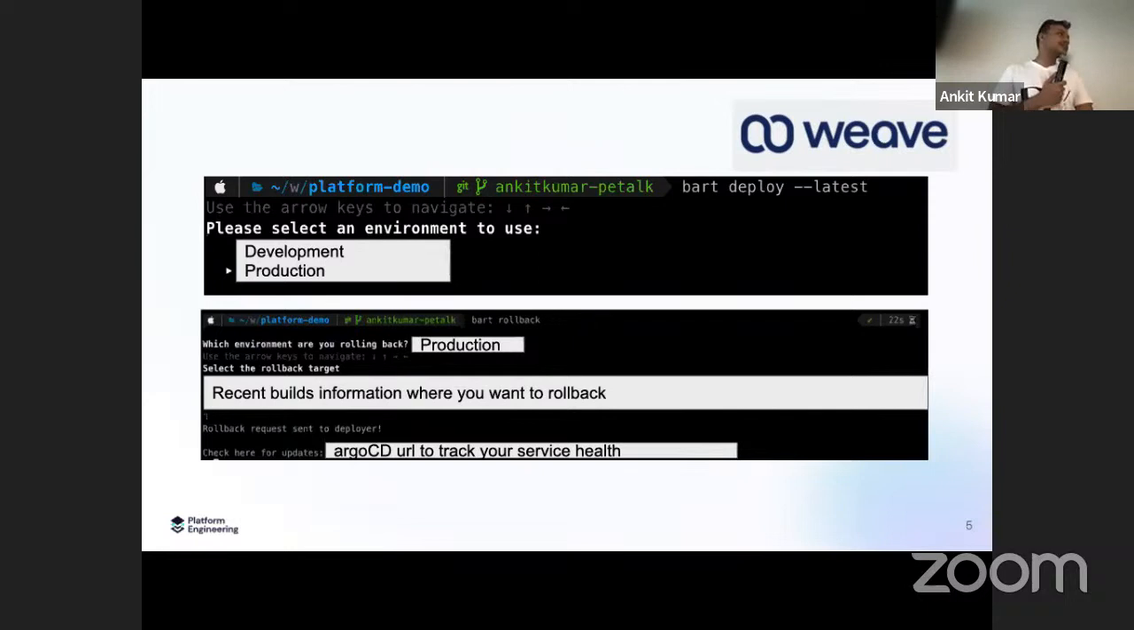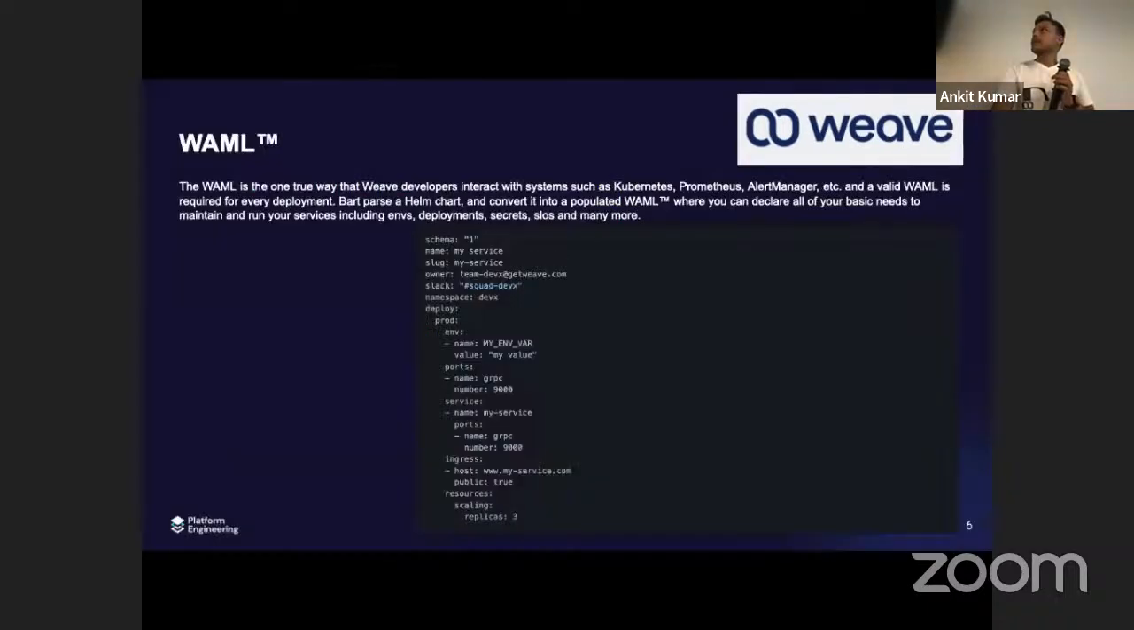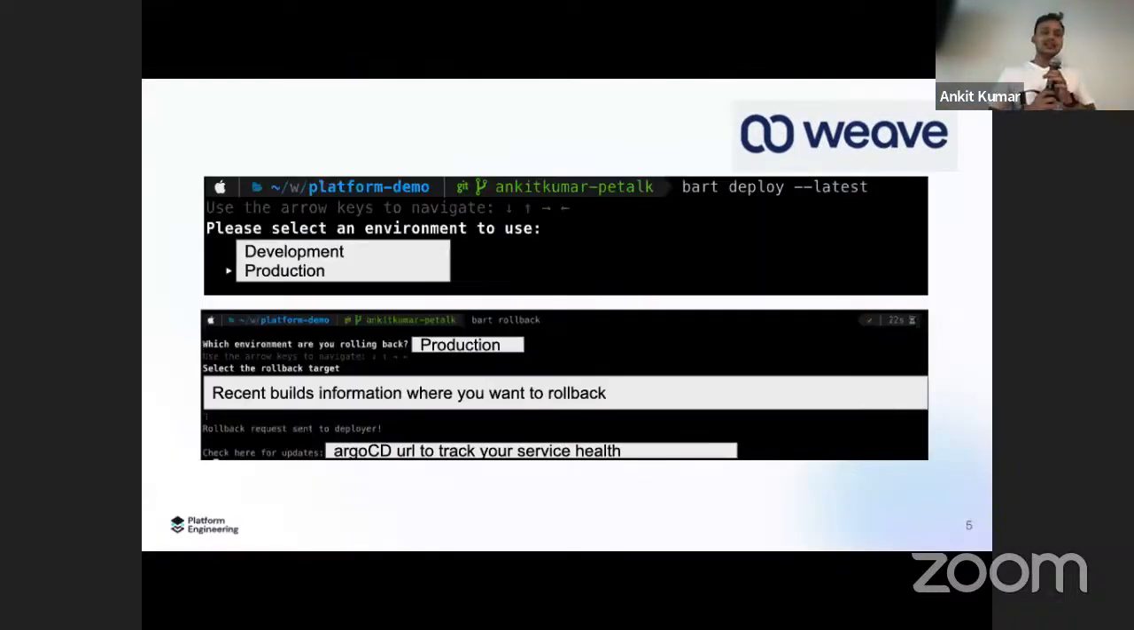Now coming to the rollback. People do rollbacks a lot, right? So how fast can you do it? You just need to do a BART rollback, and then you can choose which environment you are rolling back, whether it's production or development, and then it will show the last 5 or 10 changes, and you can just do the rollback. And then you have an Argo CD link where you can check whether your service is healthy or not.